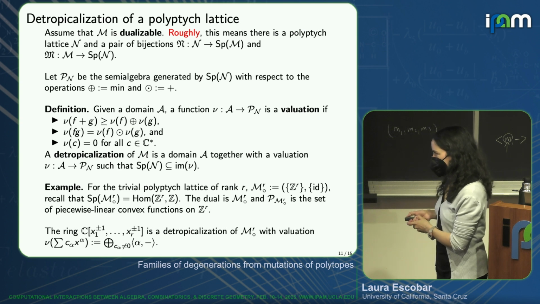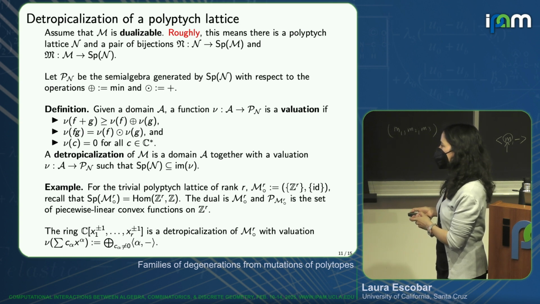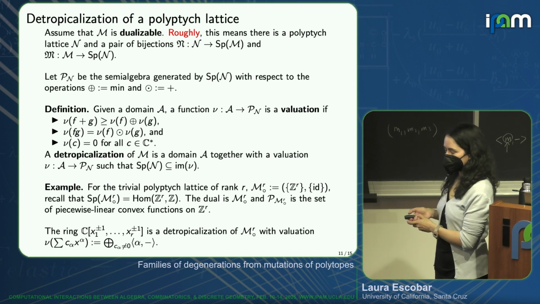And so the toric case was what we had before. The coordinate, or this Laurent polynomial ring, is the tropicalization of the trivial one, and this is the valuation.